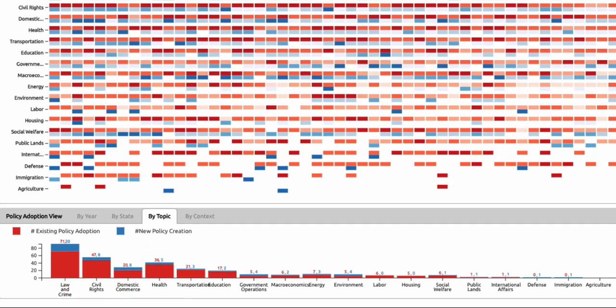It also says California is the potential initiator of 20 of the 91 law and crime policies. Similarly, California is potentially the first adopter for 8 policies in the civil rights topic area.